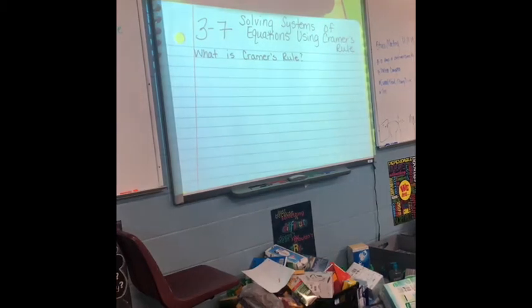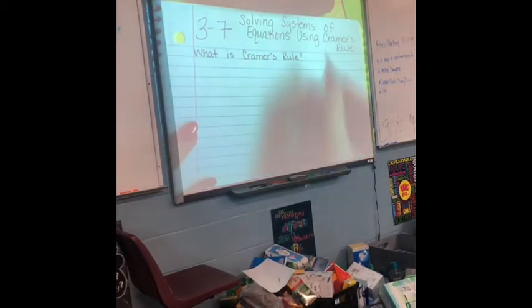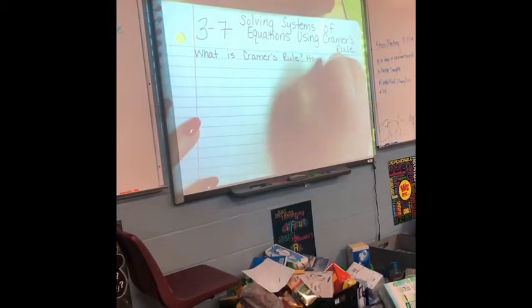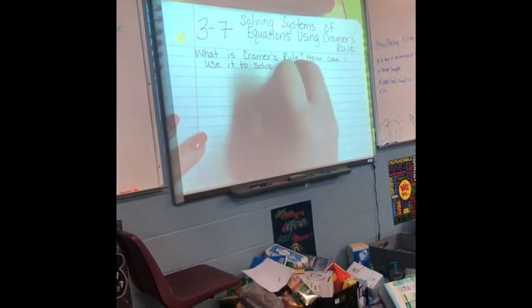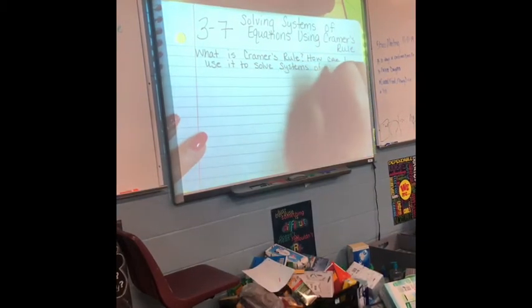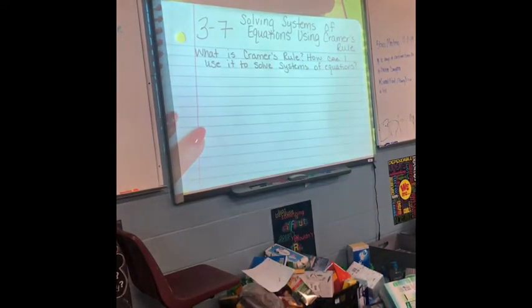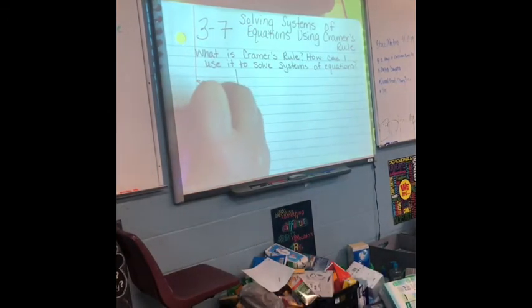Right, so we're looking at what Cramer's rule is and how we can use it to solve systems of equations. So we're going to start off by talking about determinants with matrices. Talk first about a second order determinant.